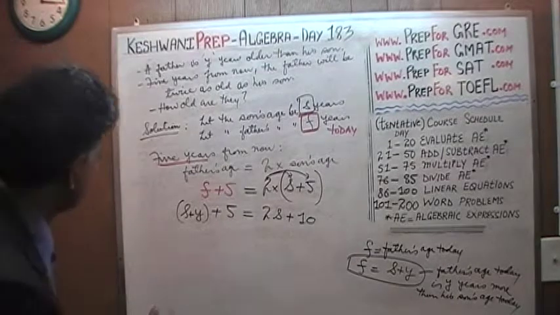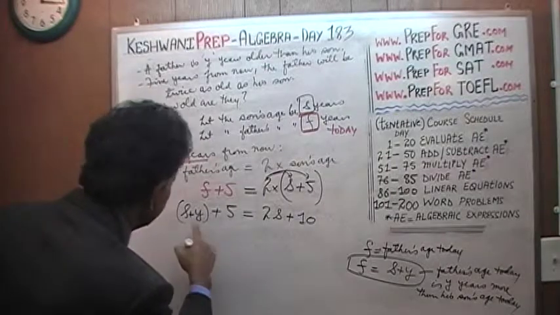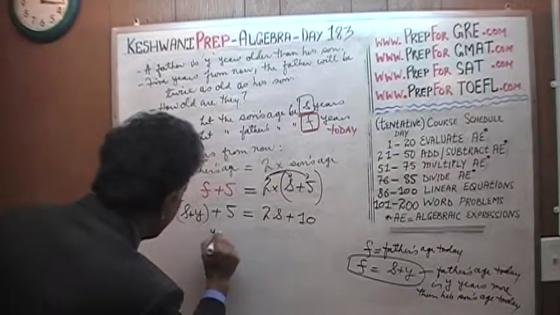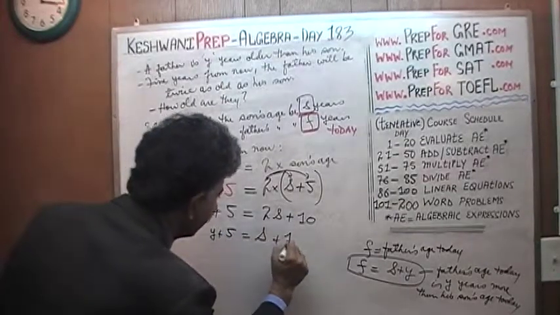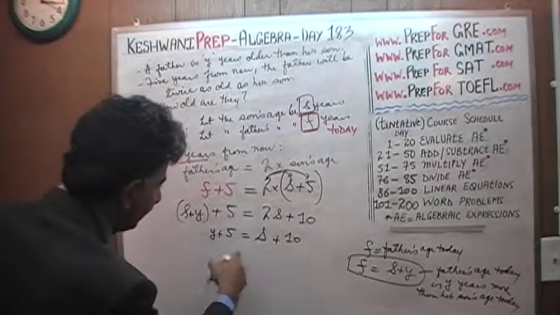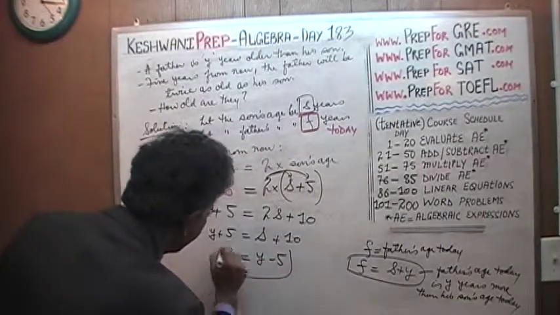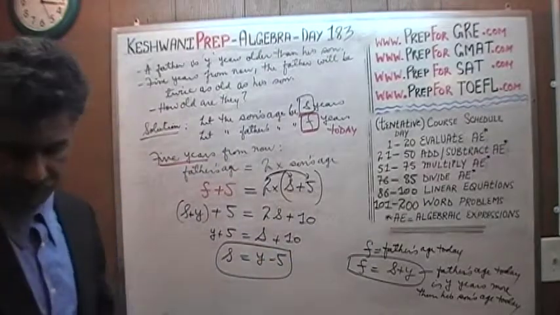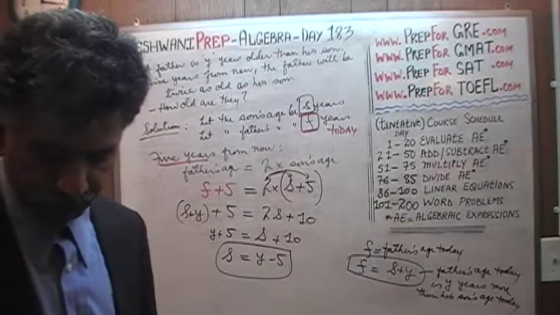Bring the s to the other side. This s to the other side, so we get y plus 5 equals 2s minus s, which gives us s plus 10. Subtract 10 from both sides, so we get s equals y minus 5. There you go, y minus 5. And if you have trouble figuring out what I just did, you can always slow down and do it yourself again.